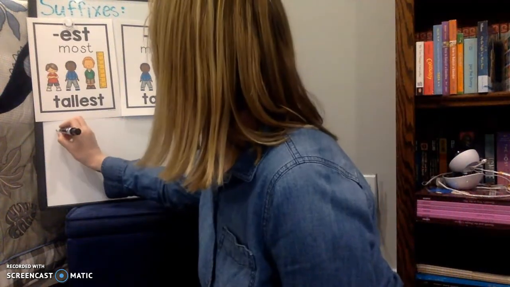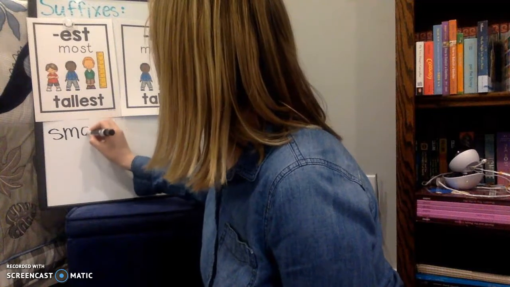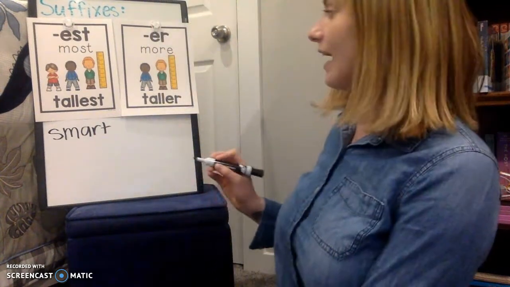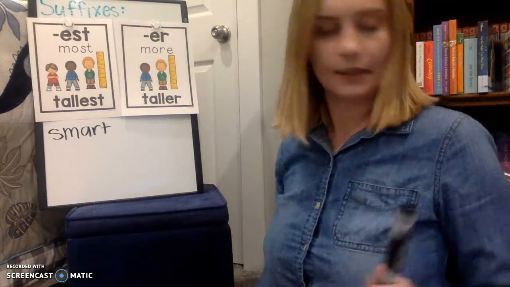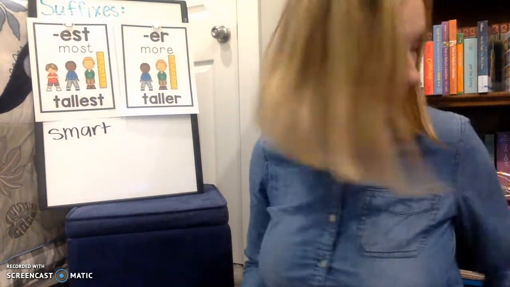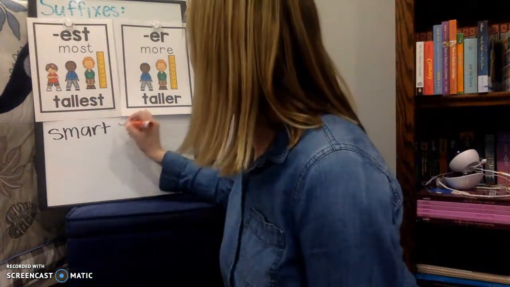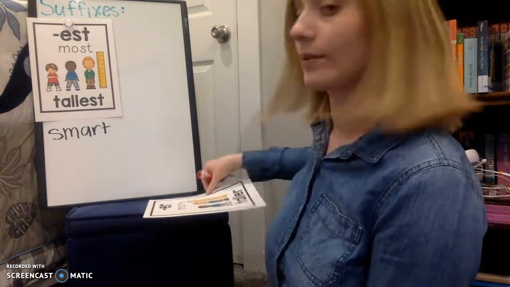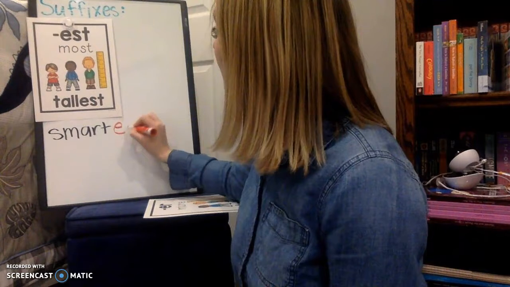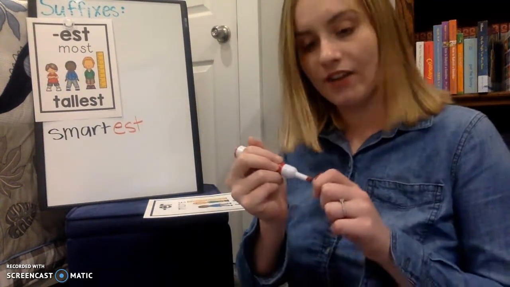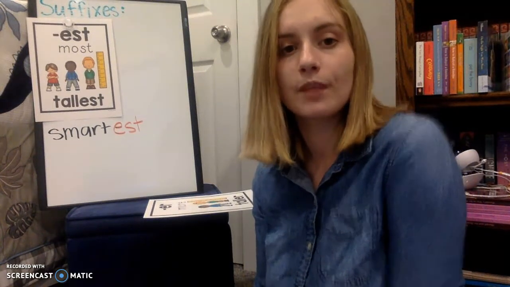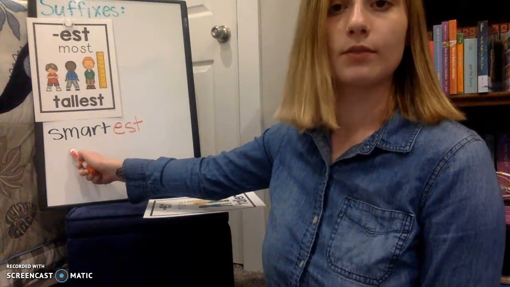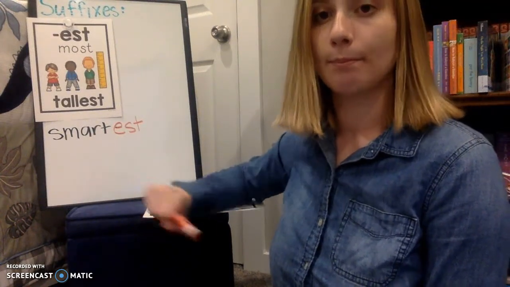How about smart? So I've got smart. If I add est onto it, I'm going to add my suffix, and actually, let me use a different color marker to do that. We use red. Smart, and we're not going to do er for the moment, so I'm going to take that down, okay? Smart est. If I am the smartest person, what does that word mean? What does that word now mean? It doesn't mean smart anymore. It means most smart. So smartest means you are the most smart person.